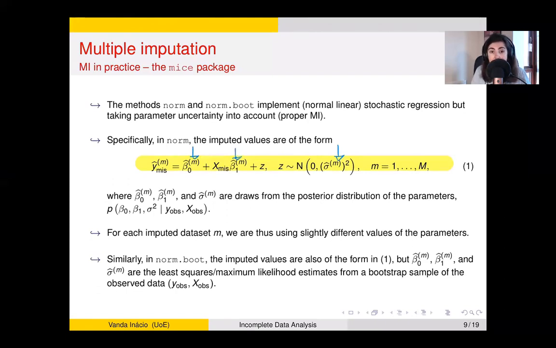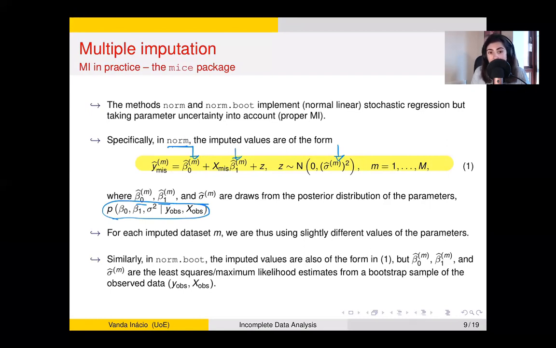And under norm, the function norm performs Bayesian normal linear regression. And so beta 0, beta 1, and sigma are draws of the posterior distribution of the parameters, this quantity here. And this is the posterior distribution of the parameters conditional on the observed data, or on the complete cases. So it's based on the complete cases that we fit our regression model, or in this case come up with our posterior distribution. And as I said a few minutes ago, the evil is in the details.